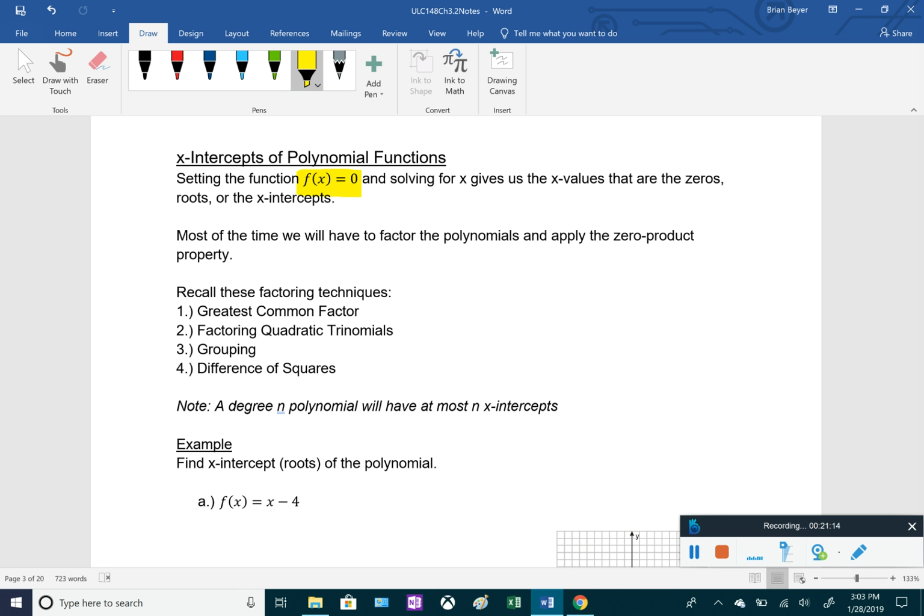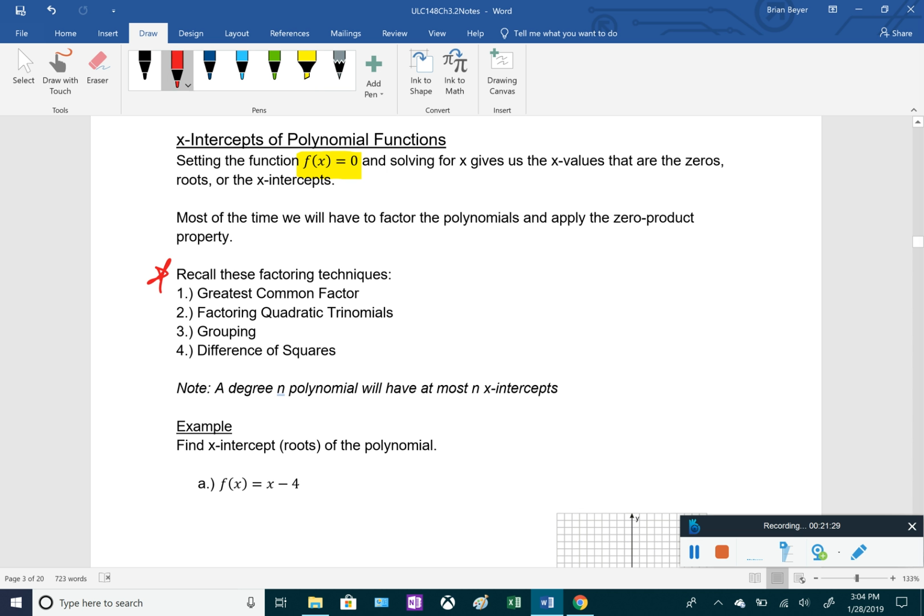So what we're going to have to do most of the time here is actually factor the polynomial. So really important to remember how to factor, and then apply the zero product property. Recall these factoring techniques: greatest common factor, factoring a quadratic trinomial, grouping, and difference of squares. And another little note to keep in mind is that a degree n polynomial will have at most n x-intercepts. So if it was a degree 4 polynomial, it would have at most 4 x-intercepts and no more, but it could have less.